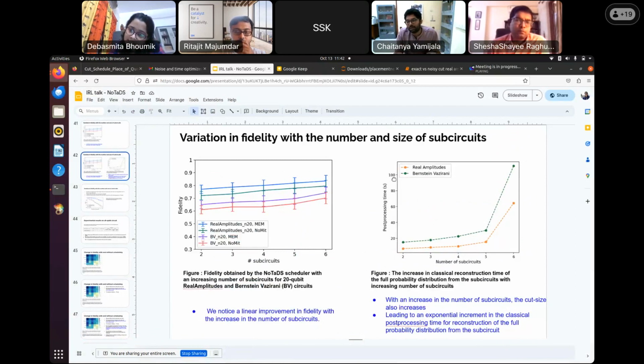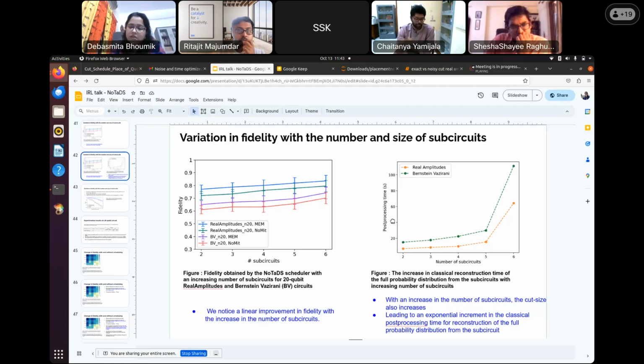I have plotted it in seconds. The post processing time here, the y-axis is in seconds, and you can see from here. If it is a 6 qubit circuit, and the number of sub-circuits is 6 for 20 qubit real amplitude, then for Bernstein-Vazirani it is more than 100 seconds, and for real amplitude it is about 60 seconds.